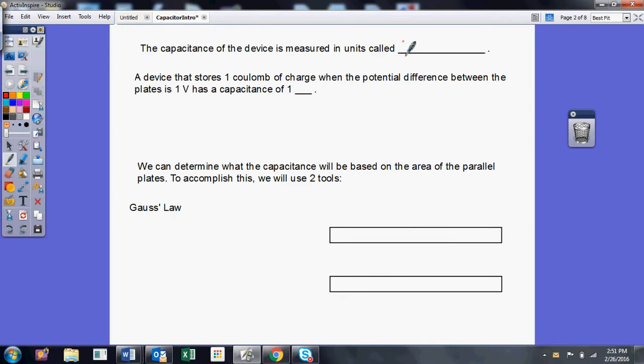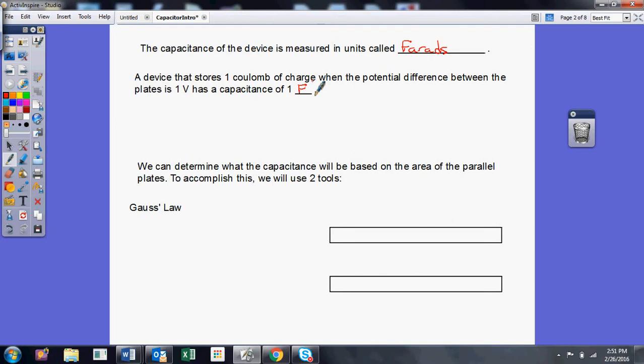Capacitance is measured in units called farads, named after Michael Faraday. We will talk more about Faraday in the future, especially when it comes to electromagnetic induction. And so a device that stores 1 coulomb of charge when the potential difference between the plates is 1 volt, or when it's connected to a 1 volt battery, has a capacitance of 1 farad.